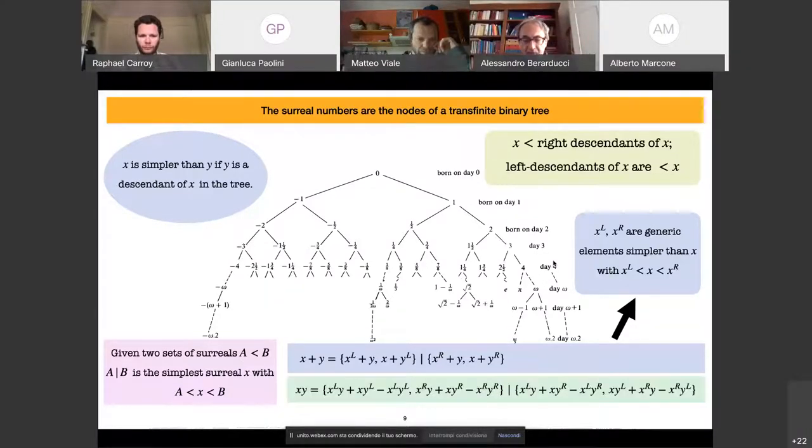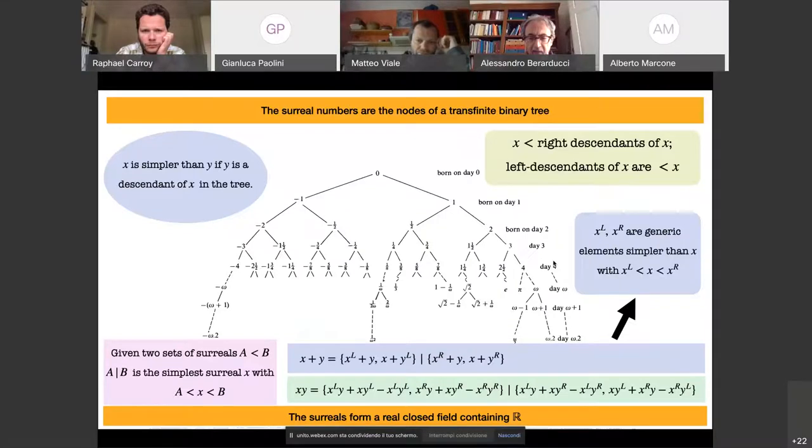Multiplication, you do something very similar, but the formula is a bit more complicated because you also need to take into account the fact that you want multiplication to be distributive over addition. So you also need to impose the distributivity laws. But anyway, it doesn't matter if you understand these formulas at this point. If you do that, you get a real closed field containing the reals and containing also the ordinals. Now, you have all the reals.